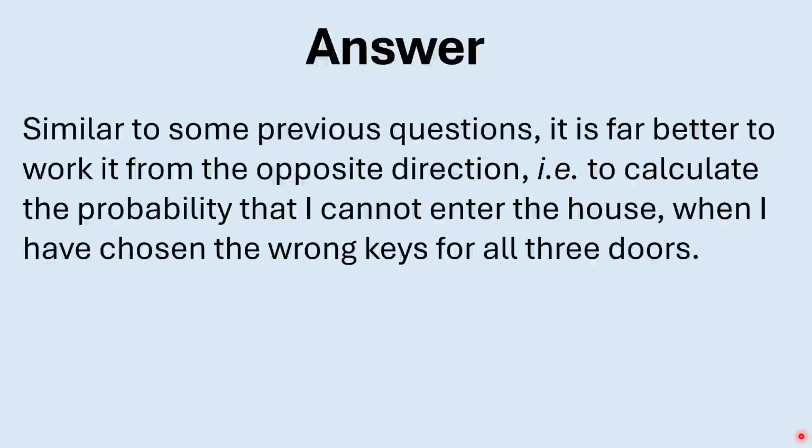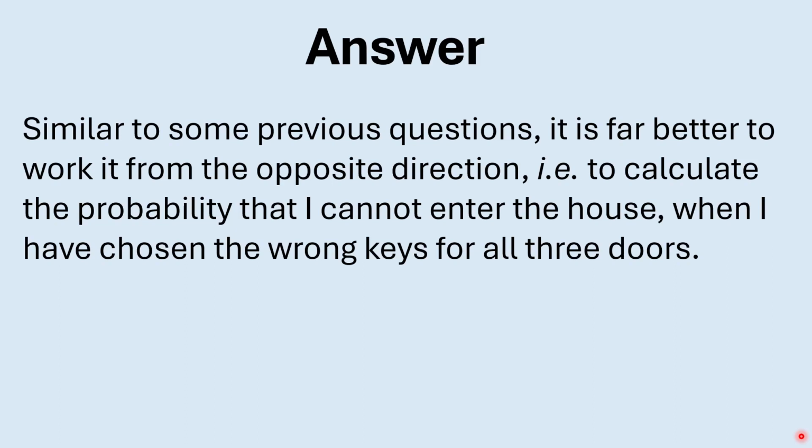Okay, let's have a look at the answer together. Similar to some previous questions, you will find it is far better to work it from the opposite direction. That means when it is not straightforward to calculate the probability that I can enter the house, it could be much easier to calculate the probability that I cannot enter the house, when I have chosen the wrong keys for all three doors, of course.